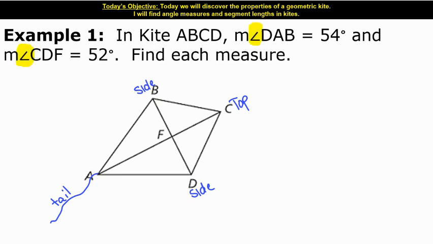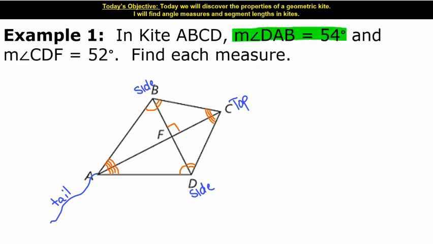Then I'm going to notice that I'm working with angles here. So I'm going to mark all the angle properties that I know. First, starting with that I have a 90 degree angle at the center. I know the side angles are the same across from each other, but not the same as each other. And I know my top and my tail diagonals are bisected into congruent pieces. But again, my top angles are not the same as my tail angles. All right, so that's everything marked. Let's see what information they gave us.